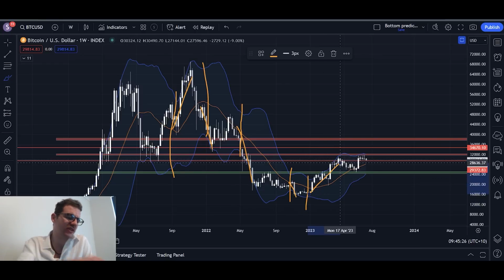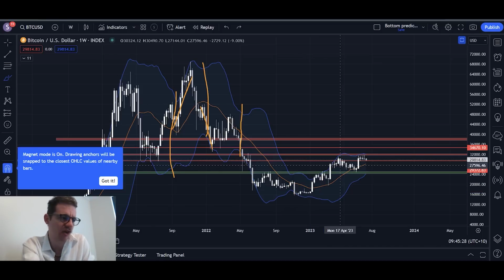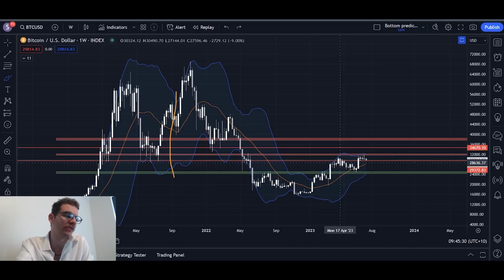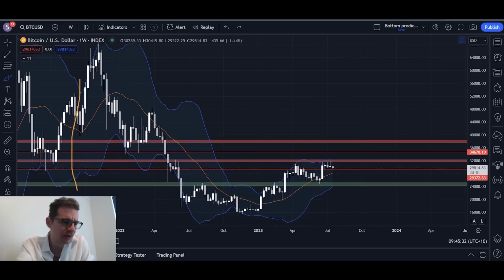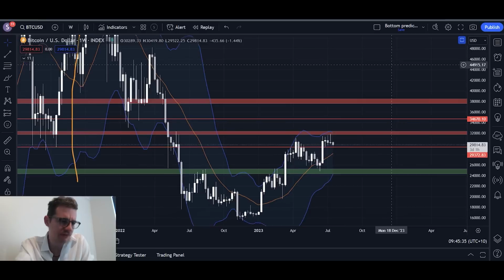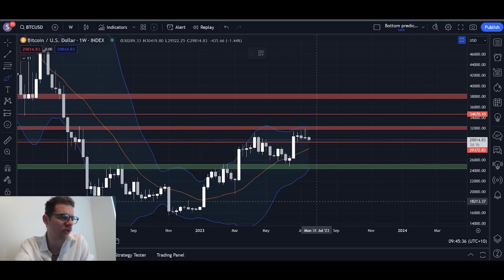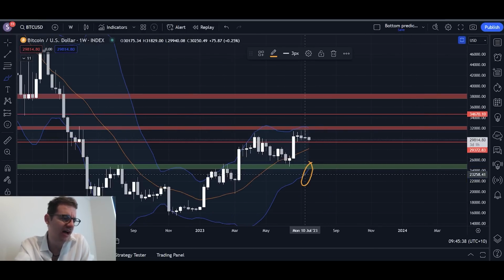So you don't see compression on Bollinger Bands very often on the weekly chart. Maybe a couple of times a year, and right now we're seeing it. And how do I know we're seeing it? Well, if you look at the Bollinger Bands, the bottom line of the Bollinger Band is compressing upwards and the top line is compressing downwards. That means they're coming closer together, which means we're seeing compression.